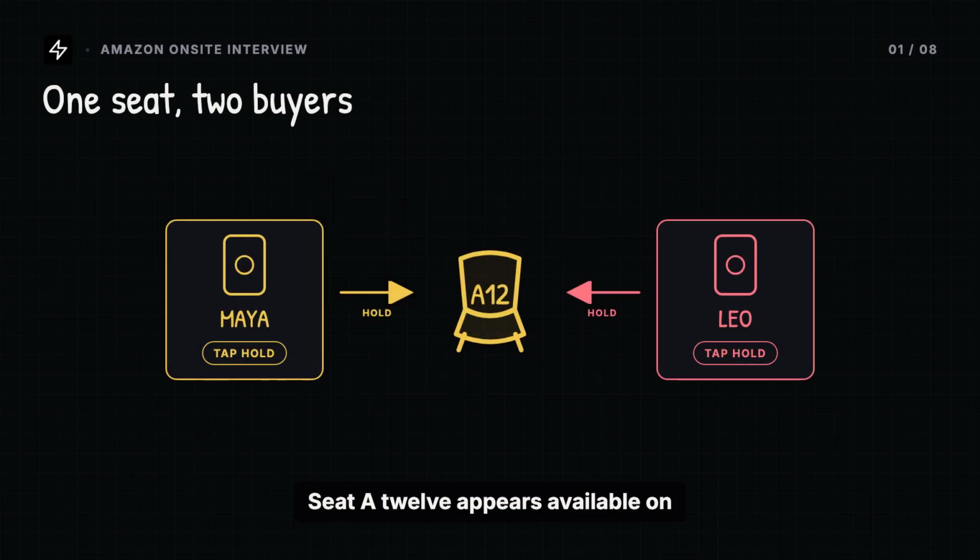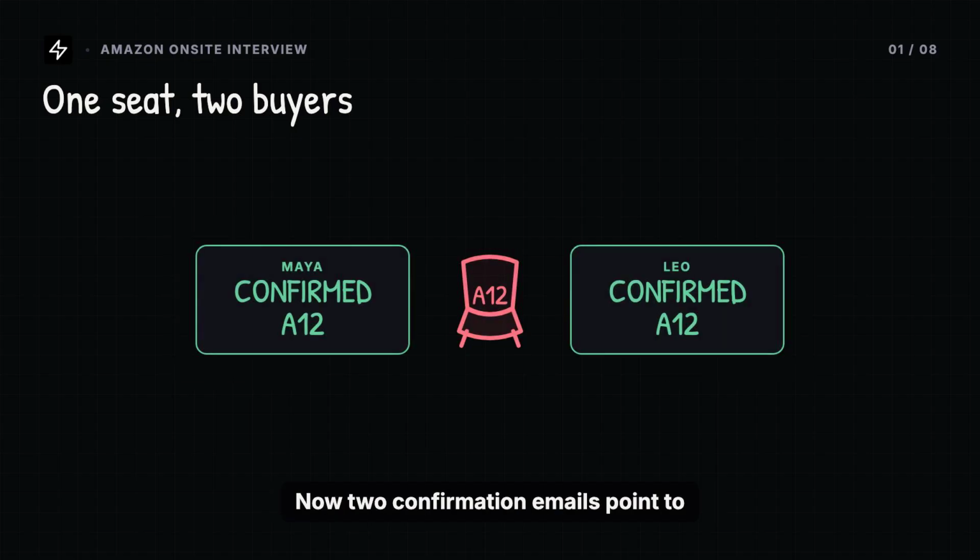Seat A12 appears available on 2 phones. Maya taps hold. Leo taps it 1 heartbeat later. Both requests read available. Both services write reserved. Both payments succeed. Now 2 confirmation emails point to 1 chair. The system is fast, distributed, and wrong.